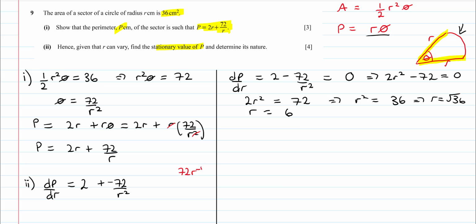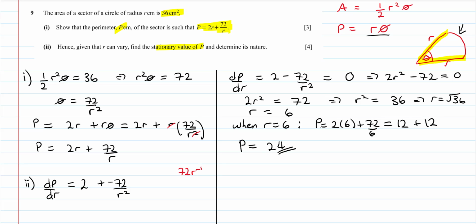So the stationary value of P then occurs when r equals 6. So we just need to find that value of P. So when r is equal to 6, well P is equal to 2 times 6 plus 72 over 6, and that's equal to 2 times 6 is 12 plus 72 over 6 is 12, so therefore P is equal to 24. So that's the stationary value of P.